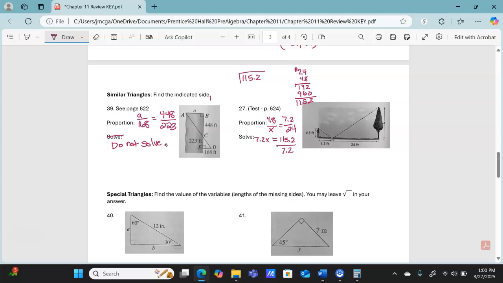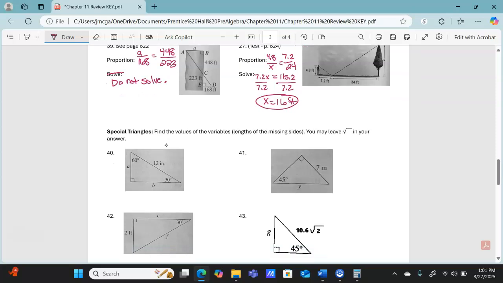divide both sides by 7.2. And let's see. I'm going to move my decimal. 6. 6 times 2 is 12. Carry the 1. 42 plus 1 is 43. So it goes in 16 times. And so x equals 16 feet. And so that's how you do similar triangles. You set up a proportion and then cross multiply.